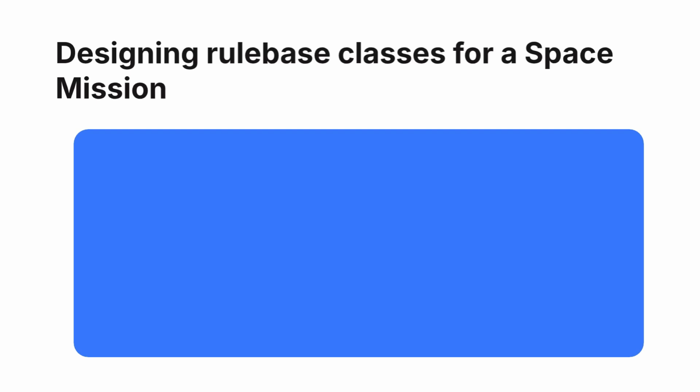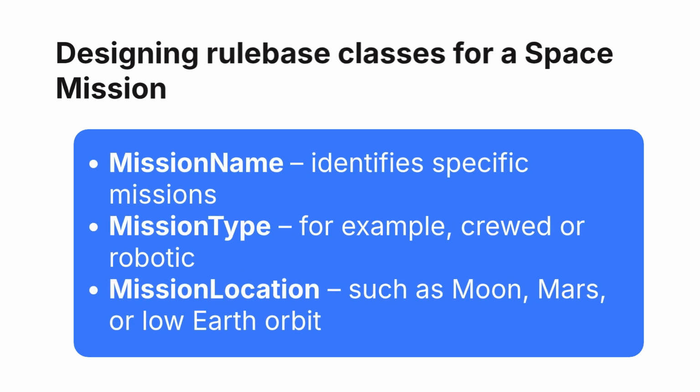Before publishing anything, we can design rule-based classes. For the space missions model, we might define classes such as mission name, which identifies specific missions; mission type, for example, crewed or robotic; and mission location, such as Moon, Mars, or low Earth orbit. Each rule-based class defines which concepts are eligible, the facet they belong to, and the name returned in classification results.